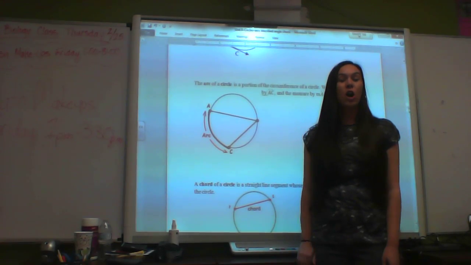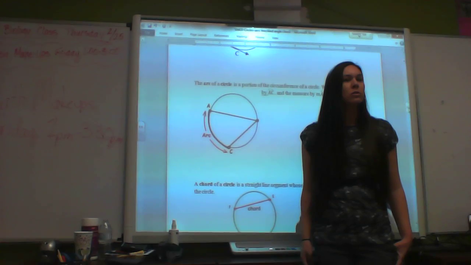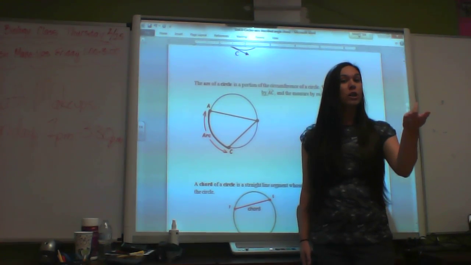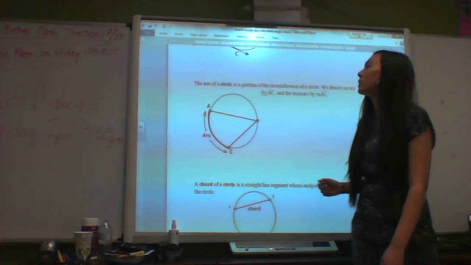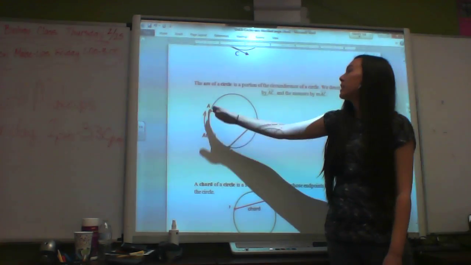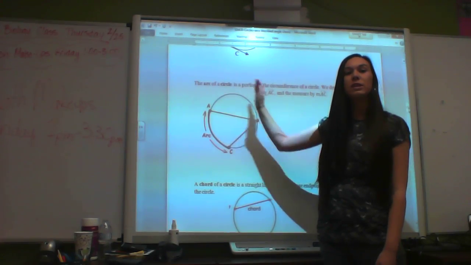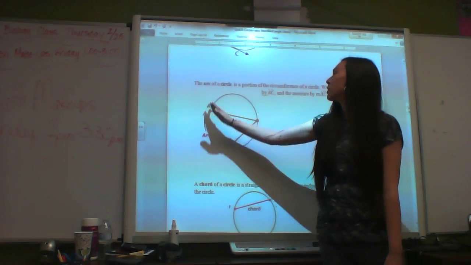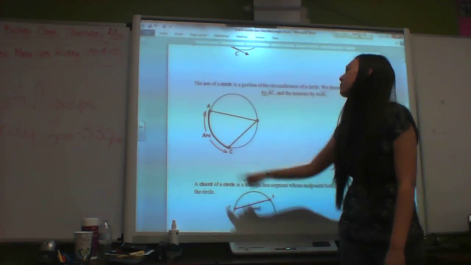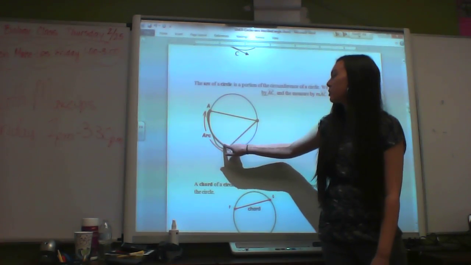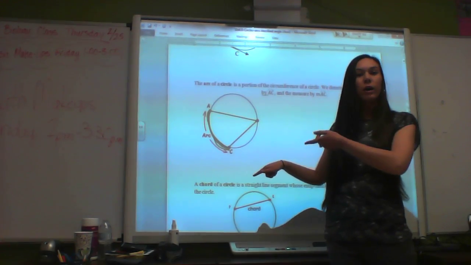Next word is arc. So what does arc sound like? Good, like an arch, right? An arch. So an arc of a circle is just a portion of the circumference, which we've already learned circumference is the outside, right? So an arc is just a portion of the circumference on the outside. So it looks like an arch, right? So I would think arch, arc.